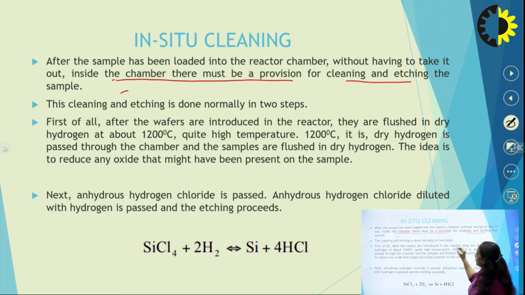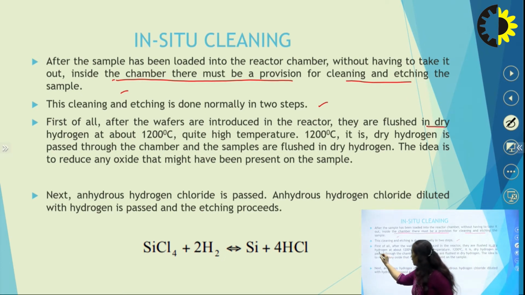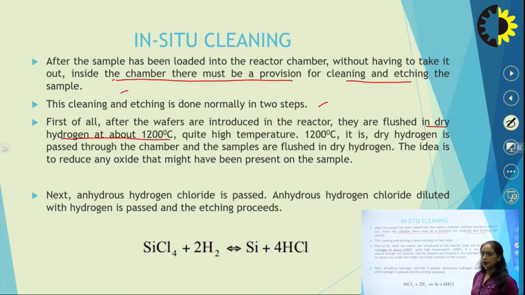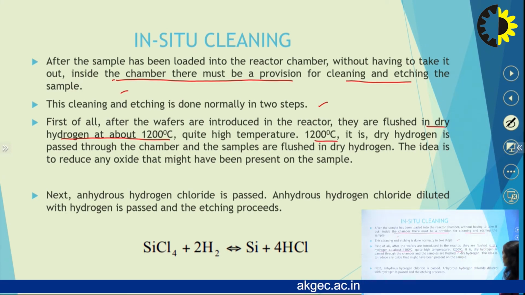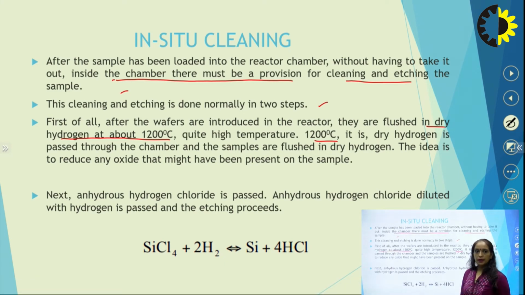This cleaning and etching is normally done in two ways. The first one is the wafers are introduced in the reactors and they are flushed in dry hydrogen at about 1200 degrees C, which is quite a high temperature, and this dry hydrogen is passed through the reaction chamber and it will clean the surface. Next is we can pass the anhydrous hydrogen chloride, which is diluted with the hydrogen, and the etching process can be started. So, as a result, this reversible reaction can be achieved.